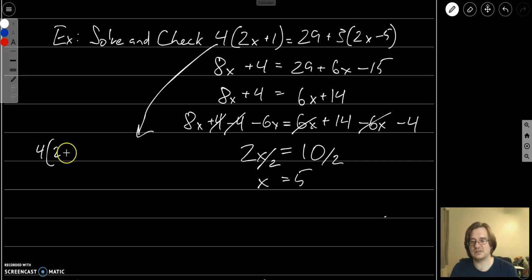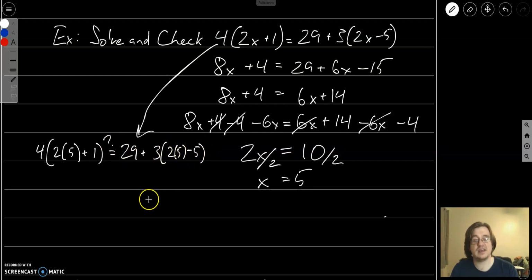4 times 2 times 5 plus 1. Is it equal to 29 plus 3 times 2 times 5 minus 5? Start simplifying and check. 2 times 5 is 10, plus 1 is 11. 29 plus 3 times, 2 times 5 is 10, minus 5 is 5.